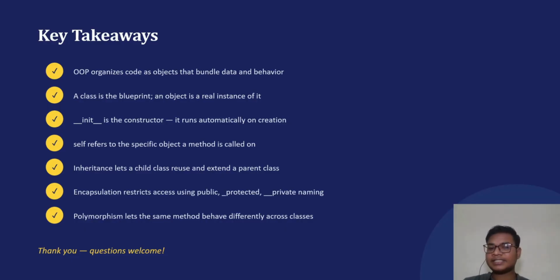Fifth, inheritance lets the child class reuse the code of a parent class. Also done. Encapsulation, I also told you about the capsule analogy, restricts access using public, protected, and private naming. And the last one is polymorphism, which lets the same method behave differently across classes. So these are all the points. I hope you clearly understand all of them, there is no doubt at this point, and it's all done for you.